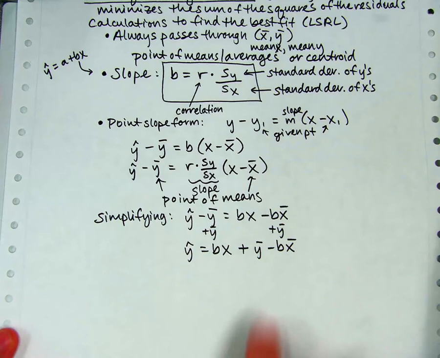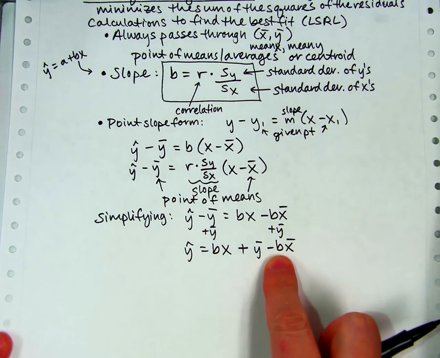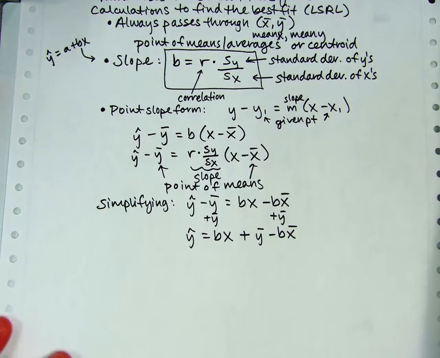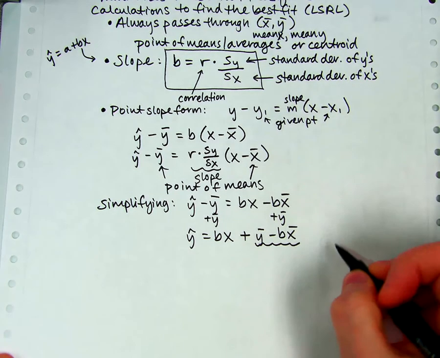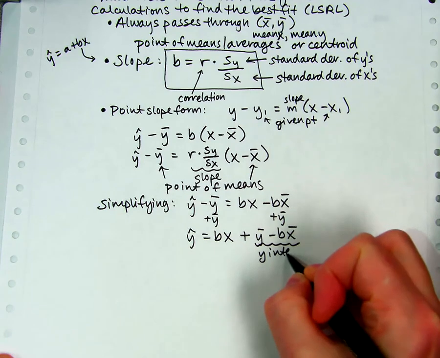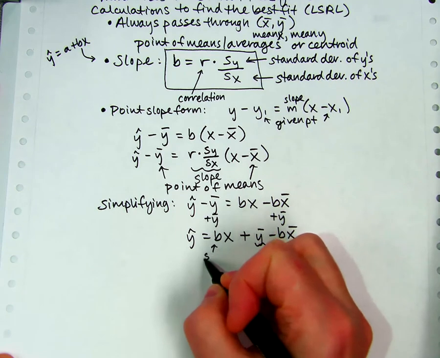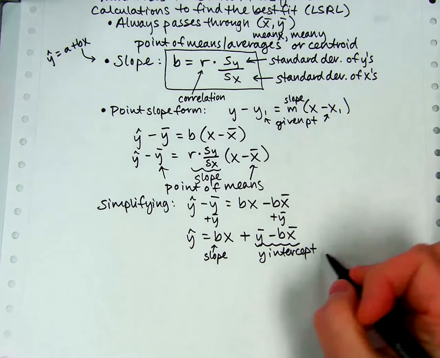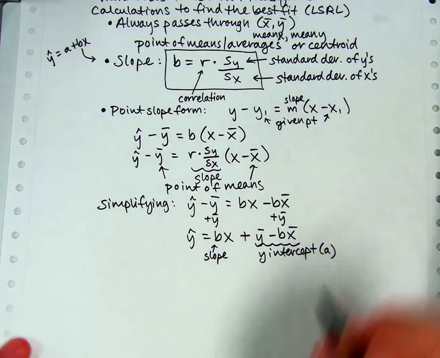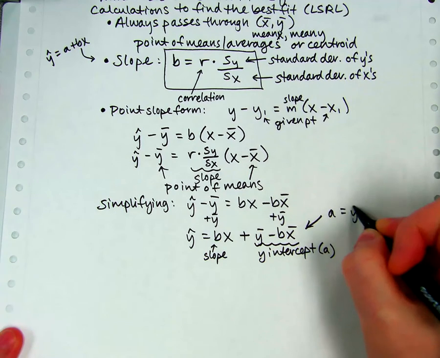And I want to remind you that these are just numbers. X bar and y bar are averages that you could find from the data. B is the slope, which we just learned how to find using this r sy over sx thing, which also you could calculate from the data. This piece is a number that is the y-intercept. And then this is my slope and my x value. And I guess we normally would put this first. The y-intercept is officially called a, and so what this is telling me is that I could find a by doing y bar minus b x bar.